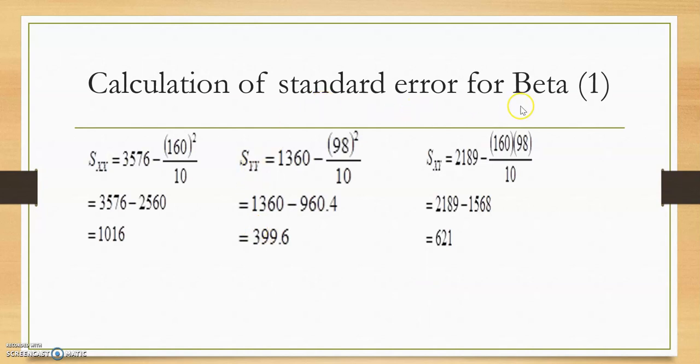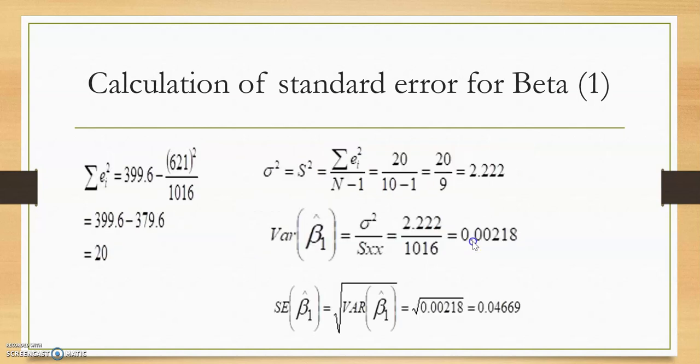Calculation for the standard error for beta 1. SXX after calculation becomes 1016. SYY after calculation we get 399.6, and SXY we get 621. And we continue the calculation until finally at the end we get the value for the standard error of beta 1, which is this one, and the value is actually 0.04669.